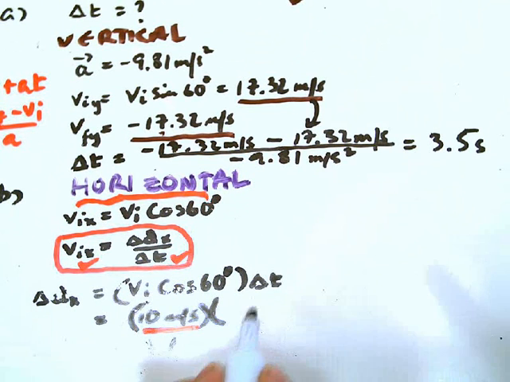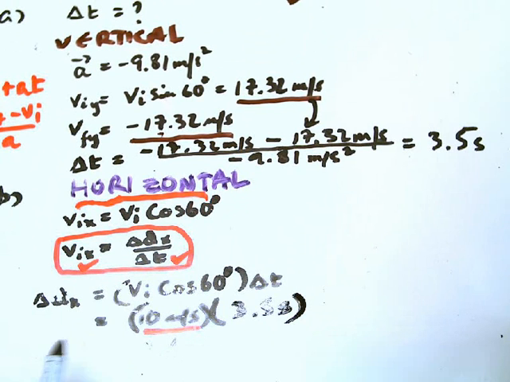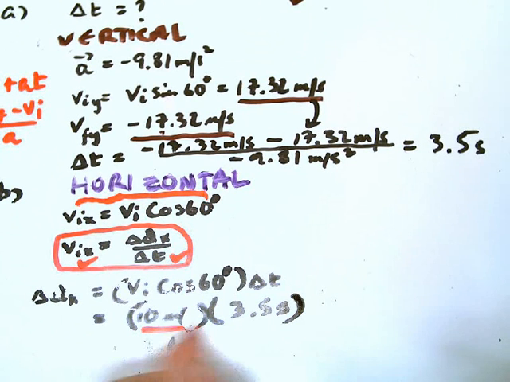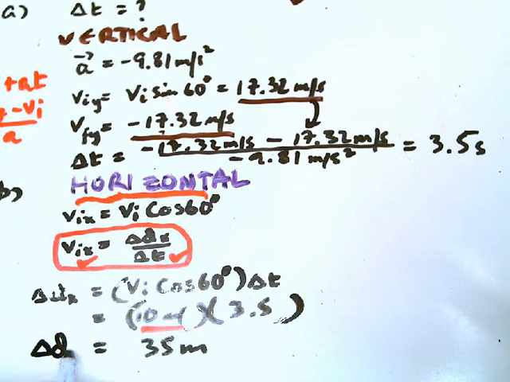Now, of course, we're never ignoring our units here, so we have meters per second multiplied by seconds. Of course, we can cancel those. And that's going to leave us with a nice, tidy number of 35 meters. Okay, so that's what you should have got for B.